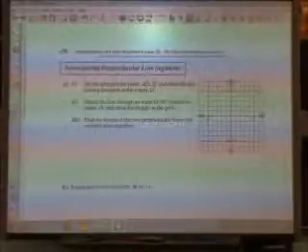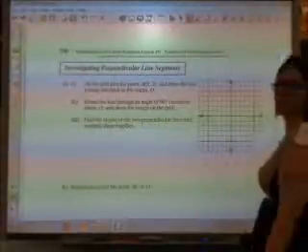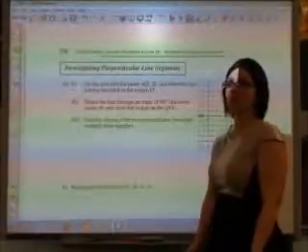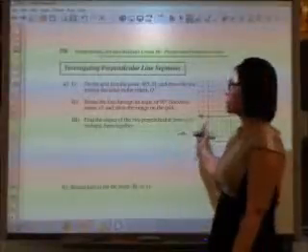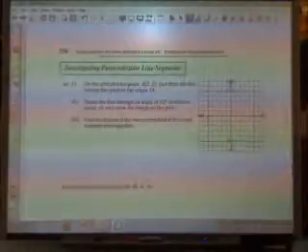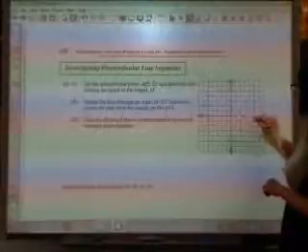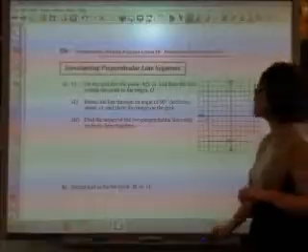What can you tell me about perpendicular lines? How do I know if 2 lines are perpendicular? They form a 90-degree angle. So perpendicular lines intersect at a 90-degree angle. They have a T intersection. Okay? So on the grid, we're going to plot the point 5 and 2. That's point A. And we're going to join this point with the origin.